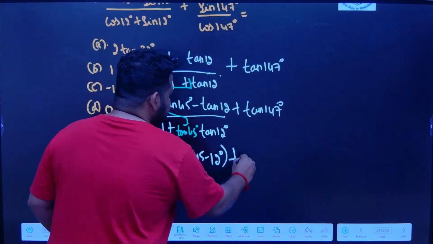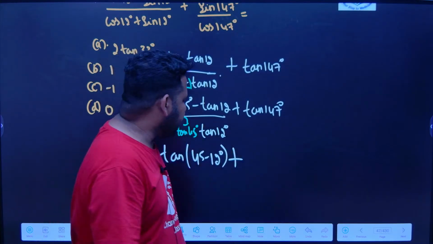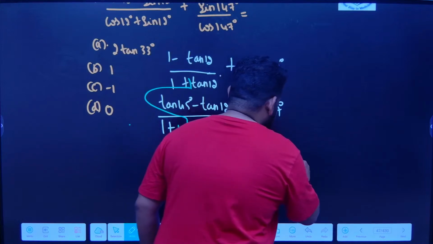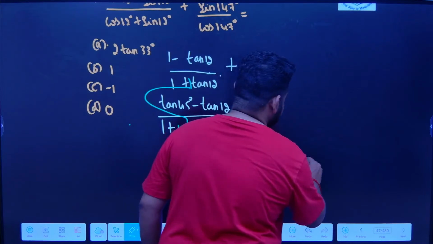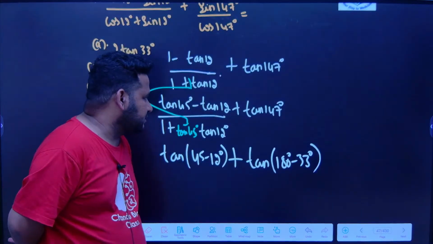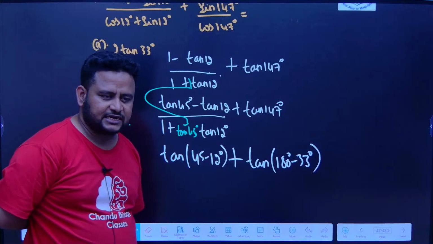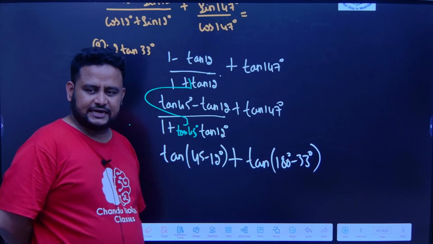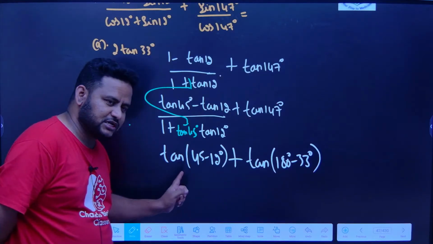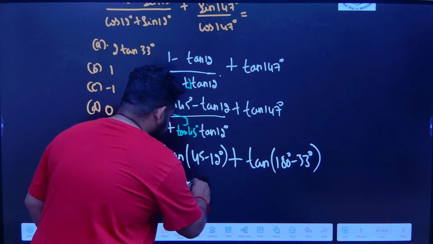Plus, this tan 147 is close to 180 degree. Correct? So I can write this as tan of 180 minus 33. Now understand one thing: tan 147. 147 is in which quadrant? Second quadrant. Tan is positive or negative? Negative. Correct? So first you understand this. Tan of 45 minus 12 is 33. Tan 33 degree.